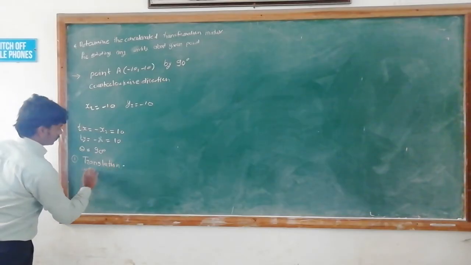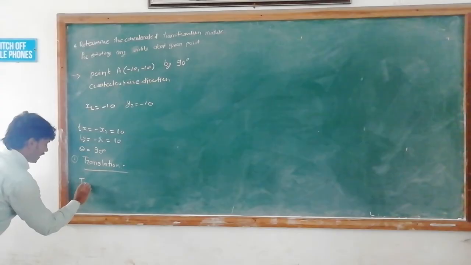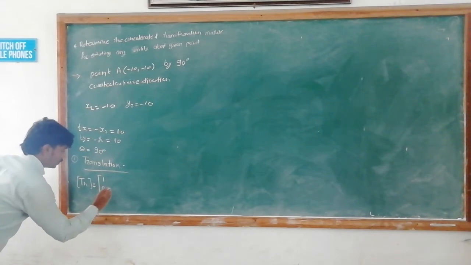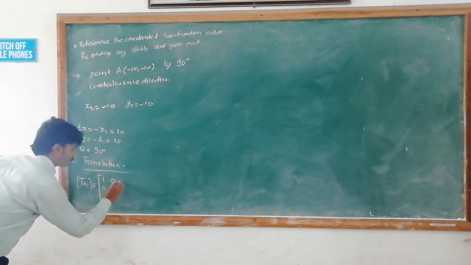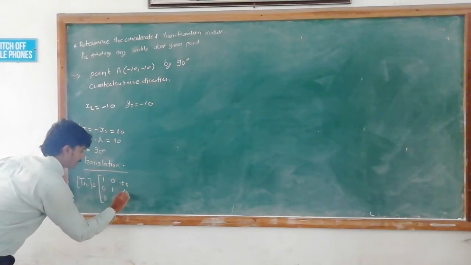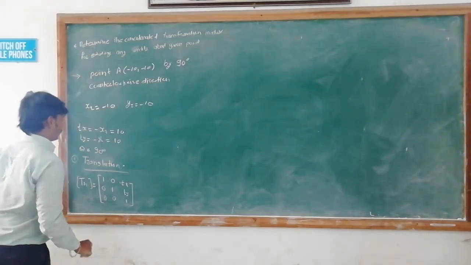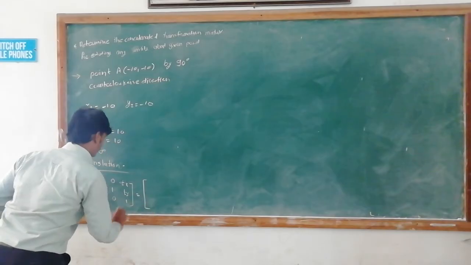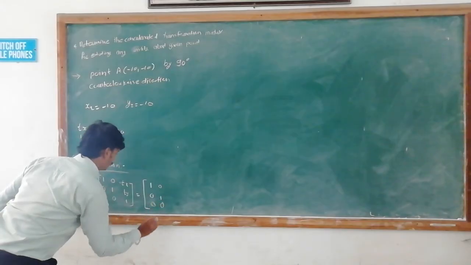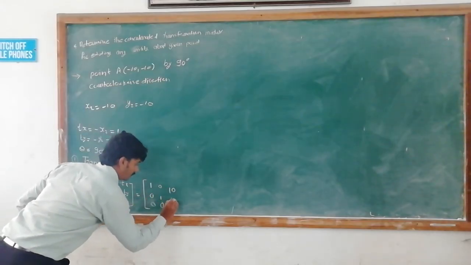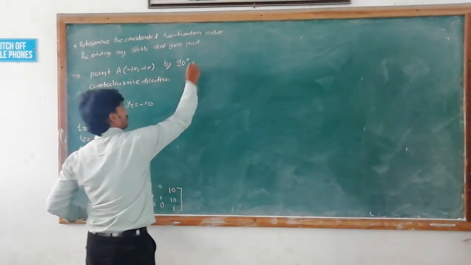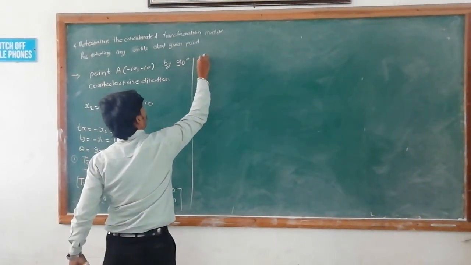So what is the translation matrix? TH is equal to 1, 0, 0, 0, 1, 0, Tx, Ty. Okay, so it is equal to 1, 0, 0, 0, 1, 0, Tx is equal to 10, Ty is also equal to 10, and 1. Okay, this is our translation matrix. Now second is rotation.